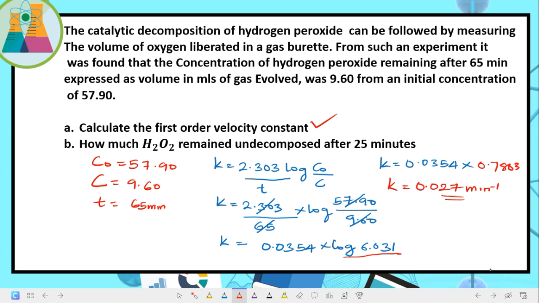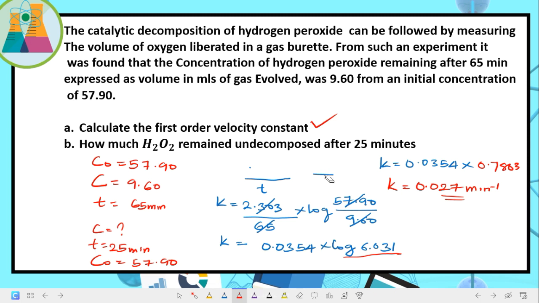Now that you have gotten the constant, the next step is to calculate how much of H2O2 remains undecomposed after 25 minutes. They are telling you to look for C. Now C is unknown after the time of 25 minutes. It means your t now will be 25 minutes. C is unknown. Of course, C0 is still what remains, 57.90.